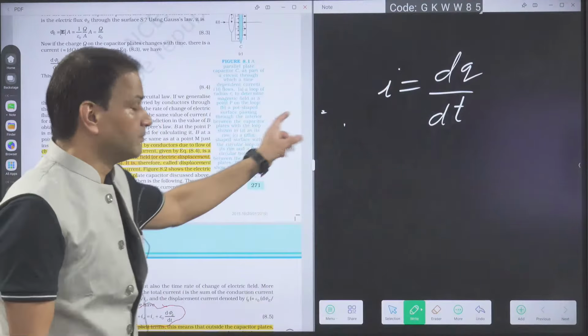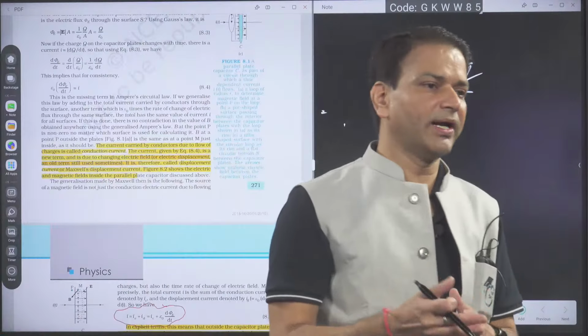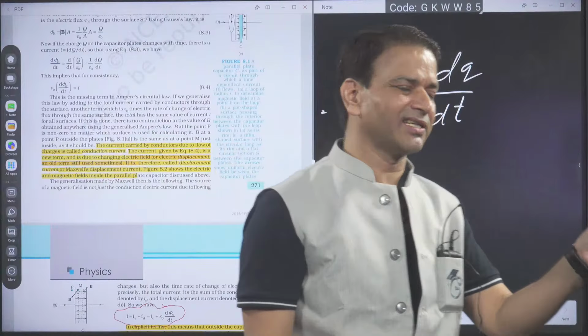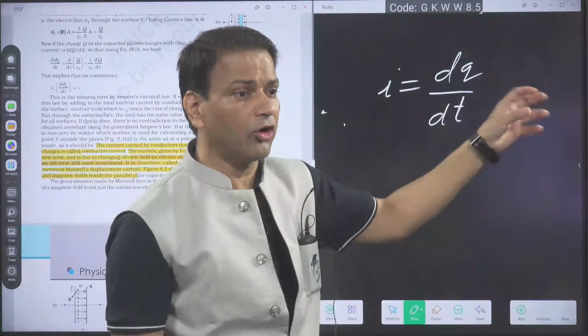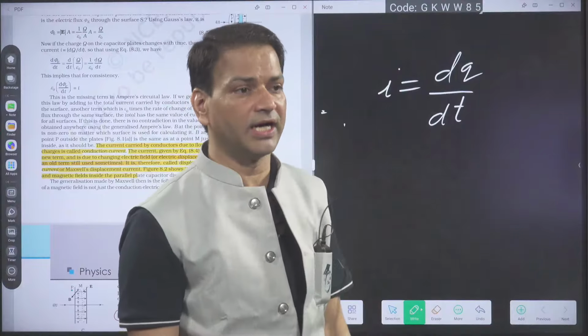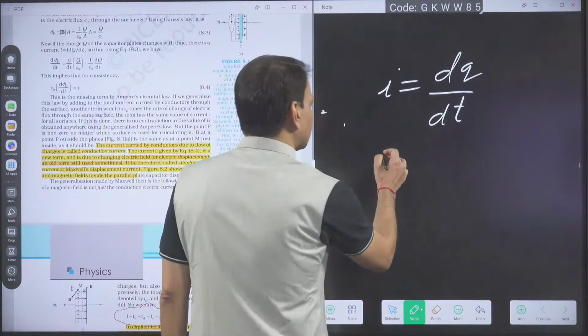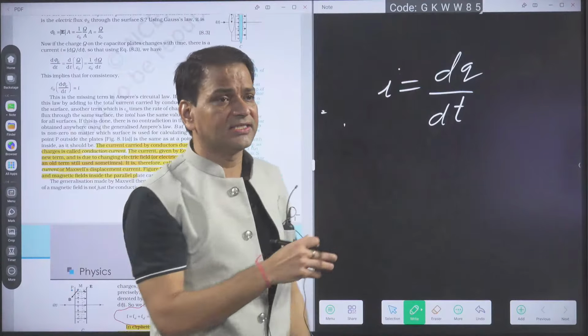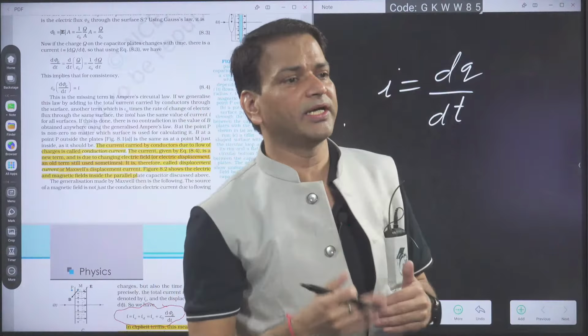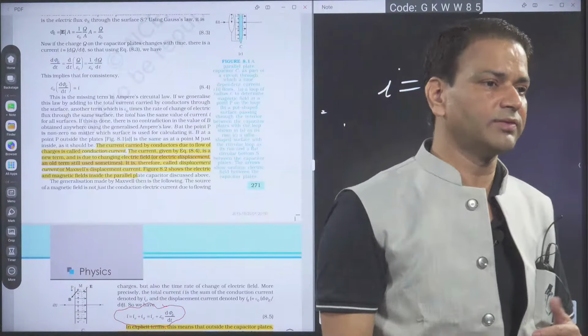Now I is equal to what? dq by dt. So when we are talking about conduction current, we say I is the rate of flow of charge. And I can say it another way also. I is equal to dq by dt, where dq by dt is the rate of change of charge.